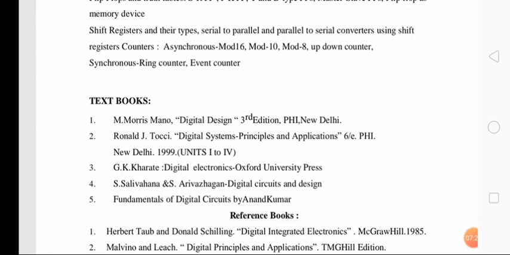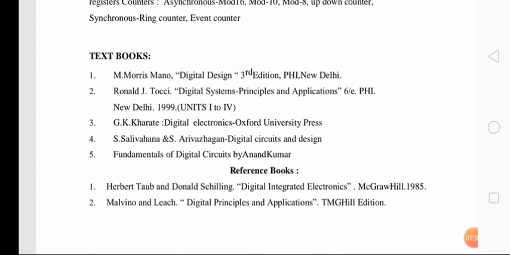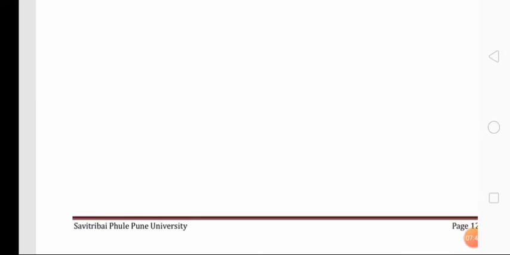Here you have the list of books. I am sending this syllabus to you on the WhatsApp group or on Classroom. You just keep it with you. Here you have the textbooks list and reference books list, so you go through it.